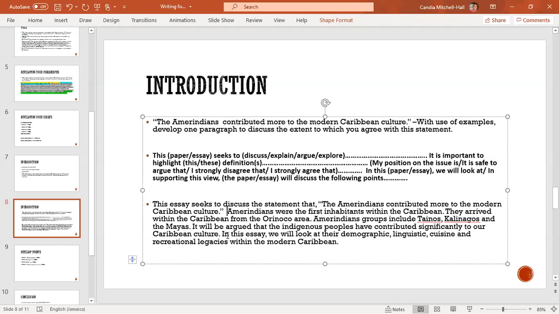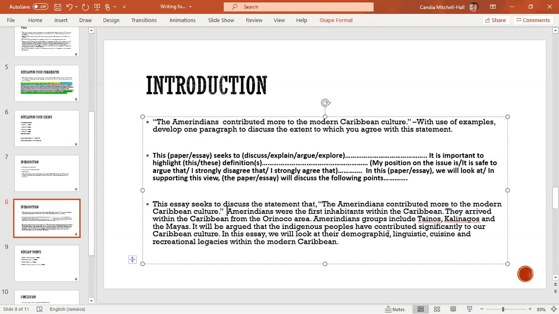But the position that I've taken is the easier way out, especially when you have four essays to write, always, and you just need to finish the four essays on time. So my first thing is that I say, all right, it is easier to agree with this statement because I have the evidence to support it. The next thing, in this essay, we will look at their demographic, linguistic, cuisine, and recreational legacies within the modern Caribbean. What am I talking about here? What I intend to discuss, my main ideas in the essay.